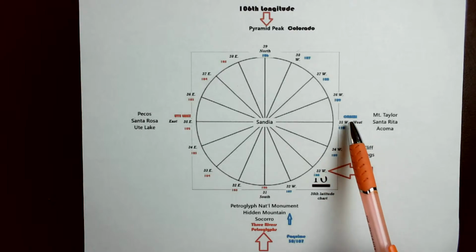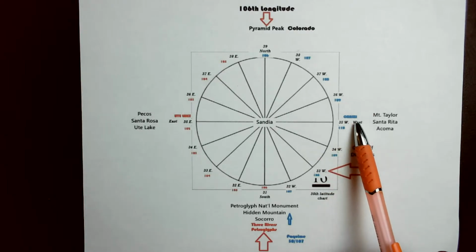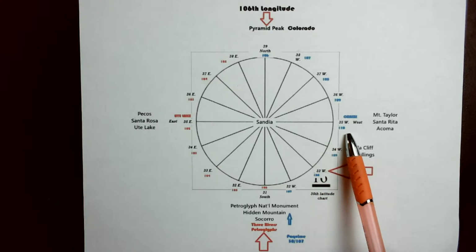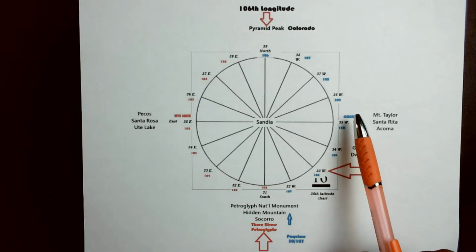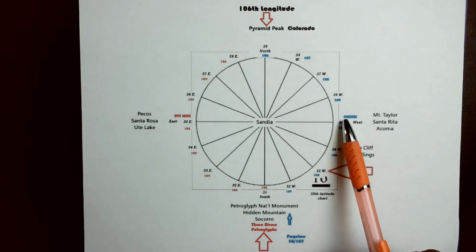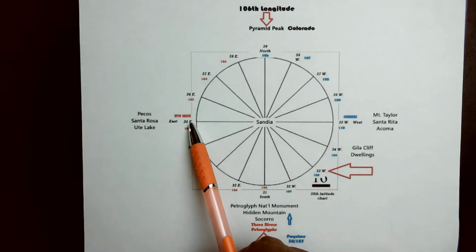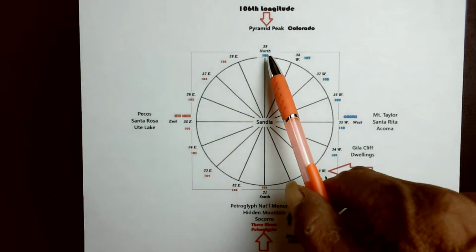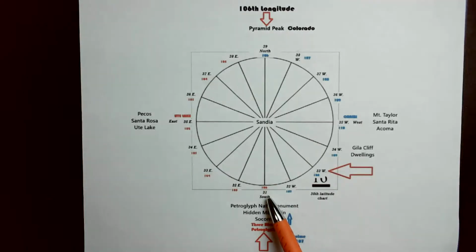And what is that? Oraibi, out in Hopi. Oraibi is located at 35 degrees latitude, 110 degrees longitude, which is the very western arm of the trade zone, and the eastern arm is the Ute Lake. The northern part is Pyramid Peak, and the southern part is down here, which starts going to where these petroglyphs are located.